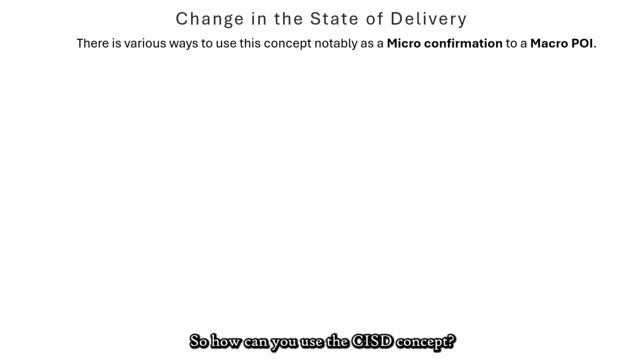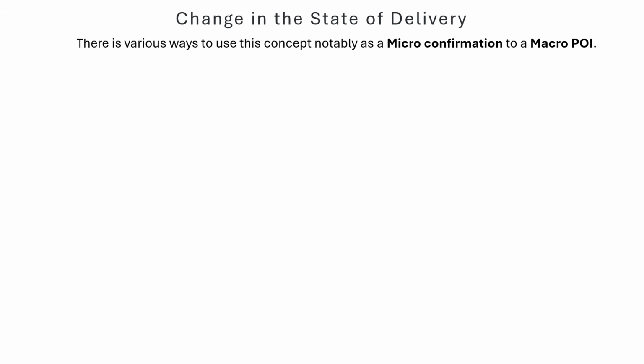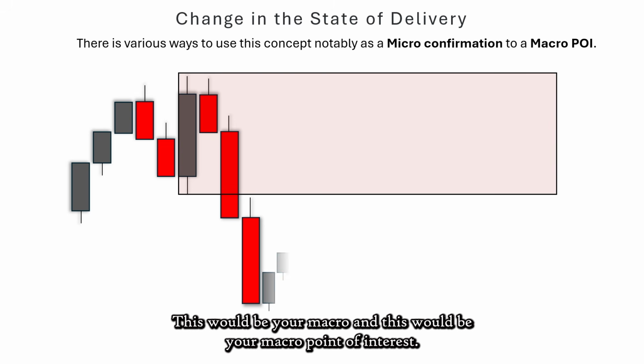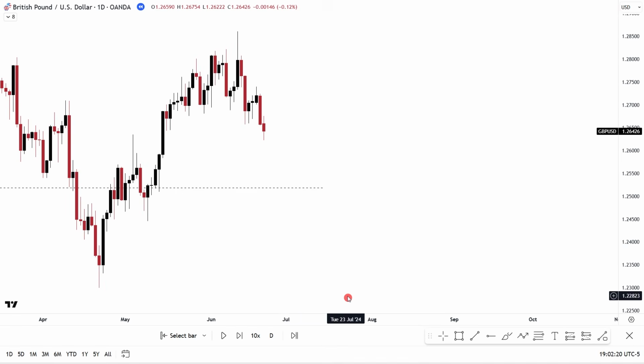So how can you use the CISD concept? There's various ways of using this concept, notably as a micro confirmation to a macro POI. So this would be your macro and this would be your macro point of interest. So on the lower time frame, what you'll be looking for is your CISD as a confirmation. So let's take a look at this example.